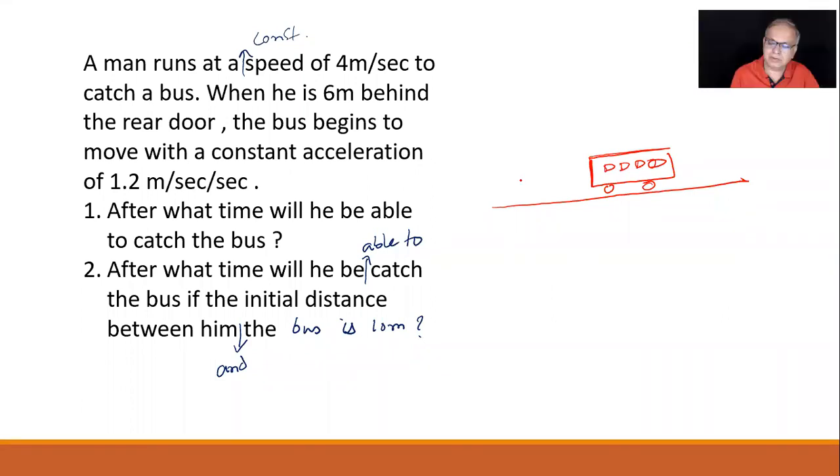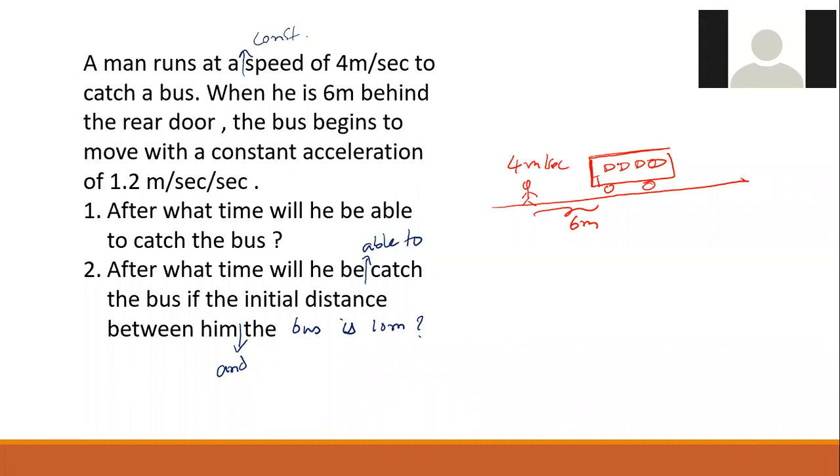The person is 6 meters behind it. Somewhere here you think the door is there, don't bother about it too much. This is 6 meters. He is coming with what speed? 4 meters per second. The bus was actually at rest, it stopped at a station probably, right? So he has to catch the bus. He started with 4 meters per second. The bus's velocity is initially 0, but it has an acceleration of 1.2 meters per second square.